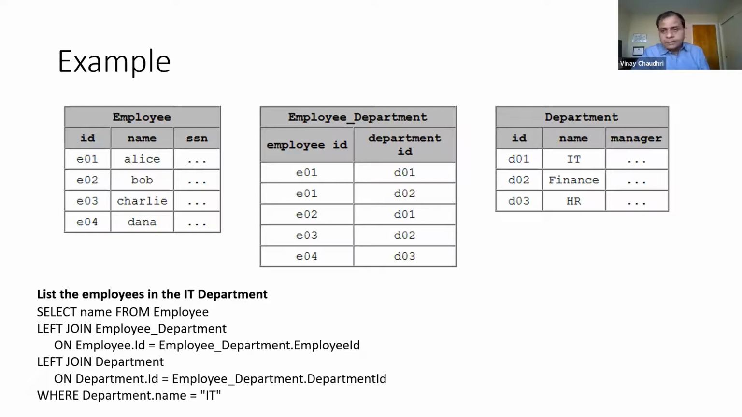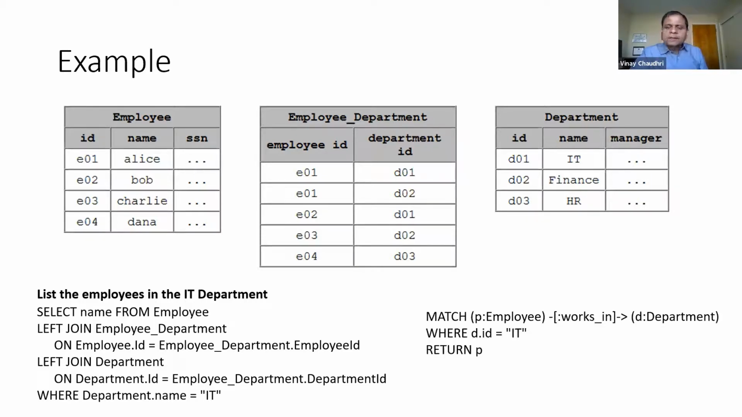Now, let's say we were to write the same query using Cypher. How would we write this? We would have a match clause, and in the match clause we would have this pattern: employee works in the department. And in our where constraint, we will say that the ID of the department has to be IT. Okay. So clearly this Cypher version of the query is more compact than the SQL version.